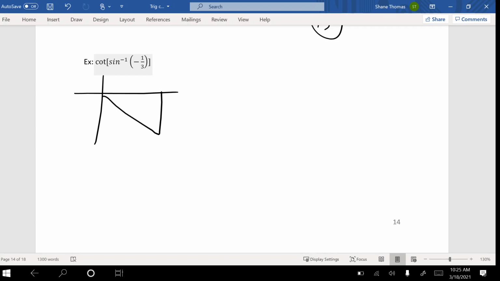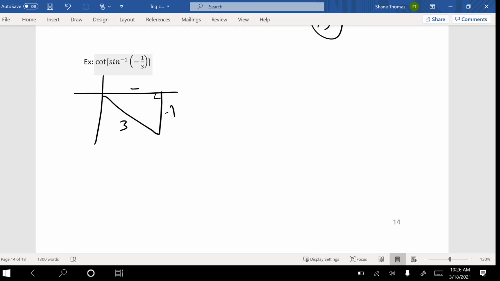Sine is opposite over hypotenuse, correct? Opposite is my top number of 1. Hypotenuse is 3. One of them is negative. It has to be the 1 because my hypotenuse is always positive. All right. Cotangent. Remember back to cotangent. Tangent is opposite over adjacent, so cotangent would be adjacent over opposite. Okay, so I'm going to need this side here.